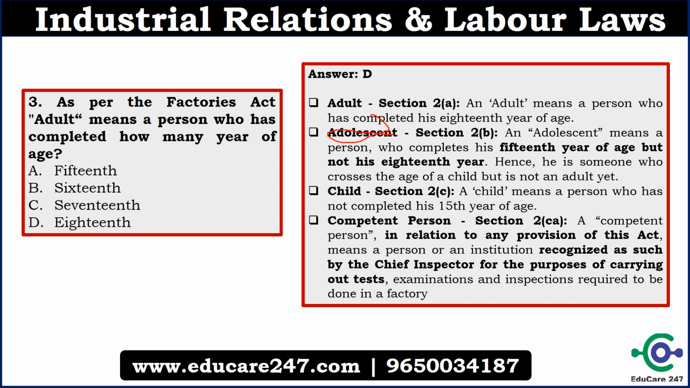And one more section is there, competent person, that is section 2CA. It says that any person or institution recognized by the chief inspector for the purpose of carrying out test, examination or inspection, they are called competent person, and this point is given in section 2CA. These sections are very important. It can be asked in the examination in any form.